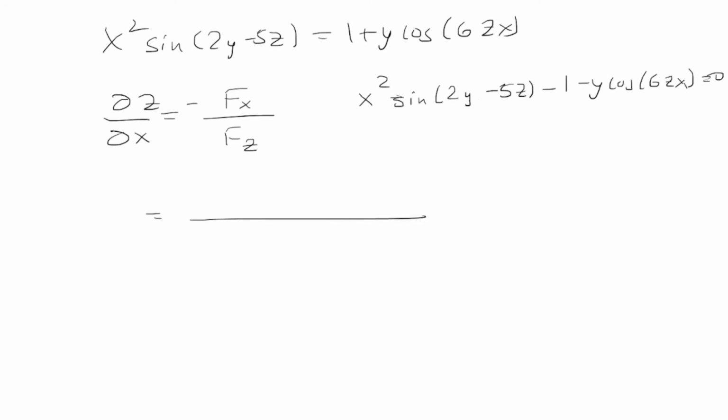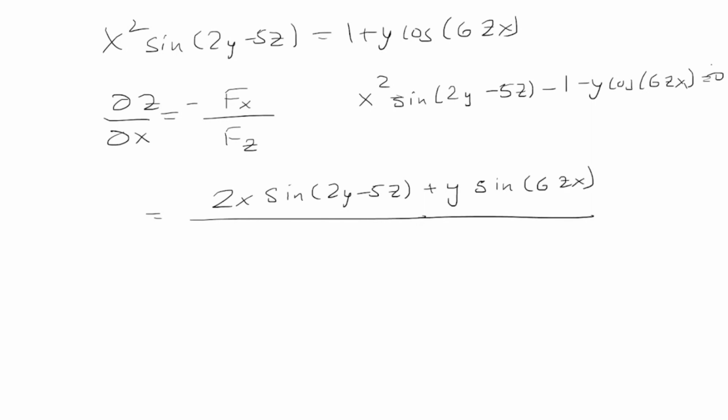So take this with respect to x, that's 2x times sine 2y minus 5z. Negative 1 is a constant, that's 0. And then minus, well, first you have to take the derivative of cosine, negative cosine, which is sine. So it'll be y sine 6zx. And the derivative of 6zx is just 6z. So we'll just stick that in front.